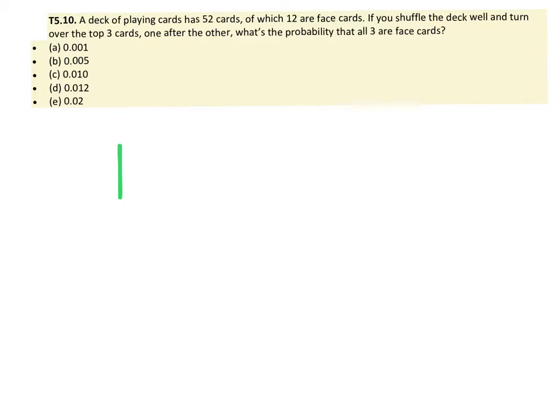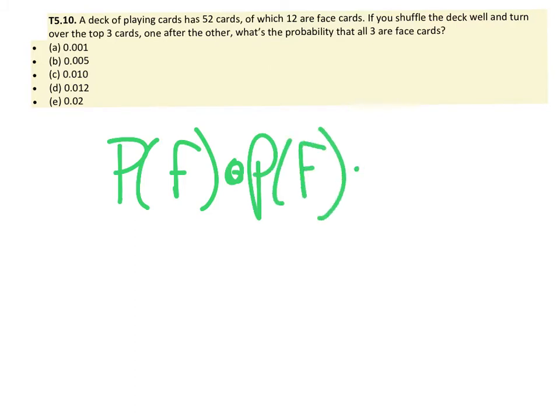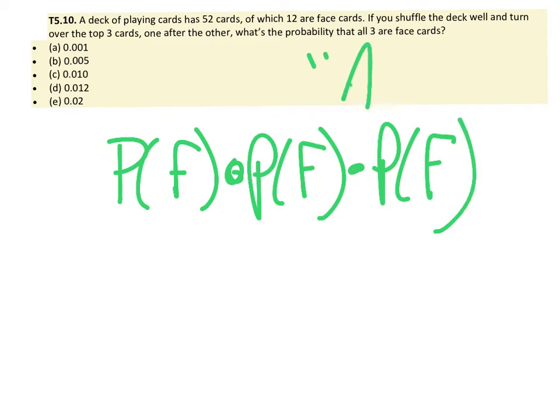We basically want the probability that our first card is a face card, and then the next card, the probability of another face card, and we draw the next card, the probability of another face card. And here I'm using the word and for my probabilities. And means to multiply. In terms of this being dependent or independent, there is a little bit of dependency here, obviously, because we're not replacing the card.